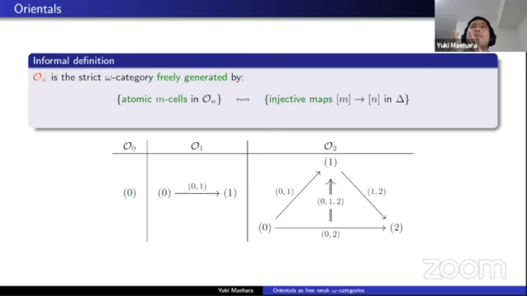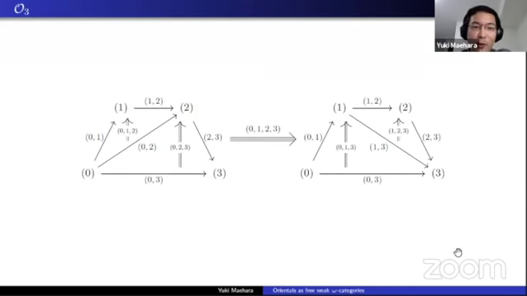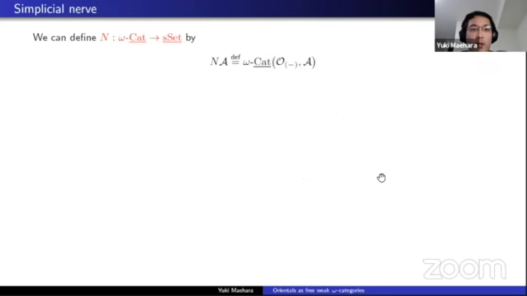So, basically the idea is to get the nth Oriental, you draw the picture of the n-simplex, and then you regard each m-dimensional face as an m-cell, and then you sort of freely generate a strict omega category from there. And here is the generating data for all 3 if you are curious. But anyway, you can construct these Orientals this way. And so they define a co-simplicial object in omega-Cat. So we can define the simplicial nerve of those omega categories by just mapping out of those things.